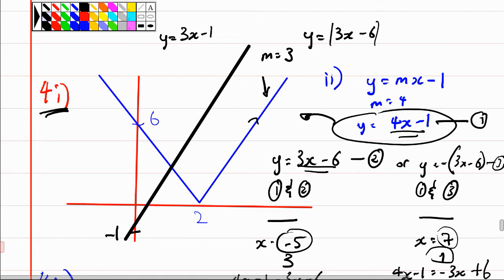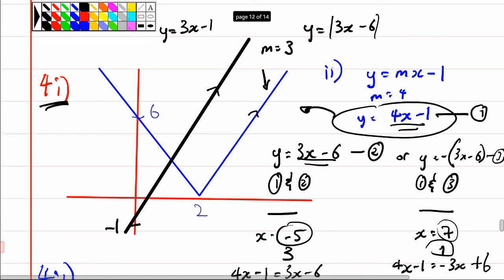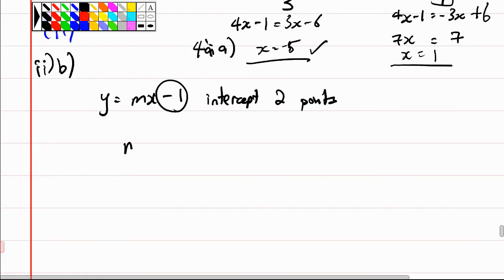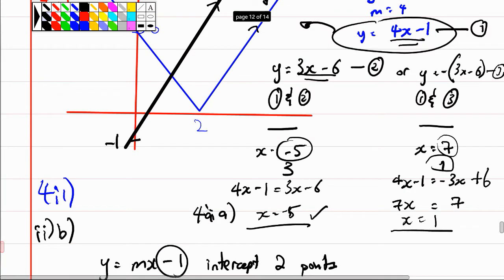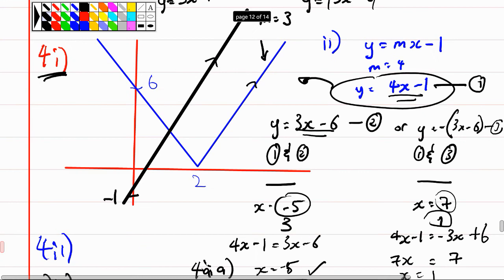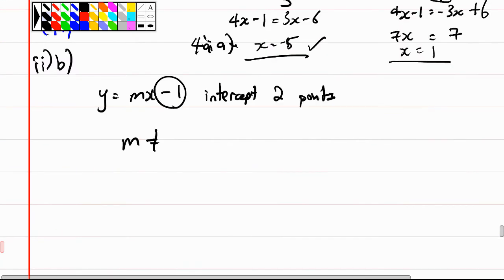Where this line is parallel. If parallel, how many times do I intersect? 1. So can n be equal to 3? No, n cannot be equal to 3. So you know here m not equal to 3. You understand this part? Next one, if my gradient is steeper, will this line go up or go down?